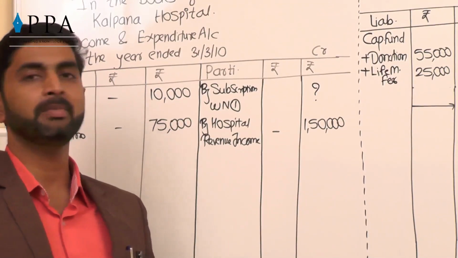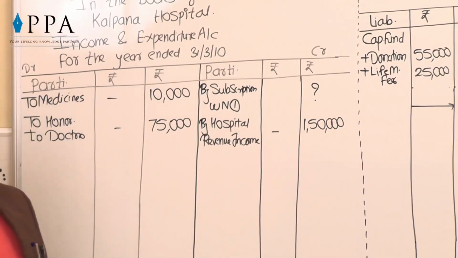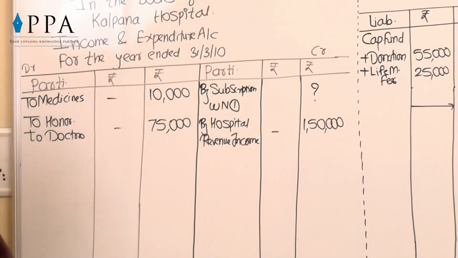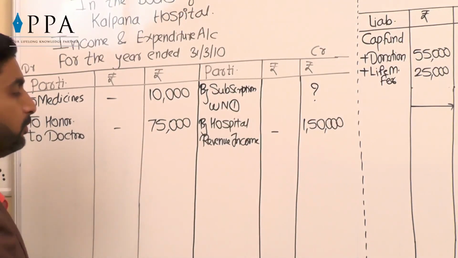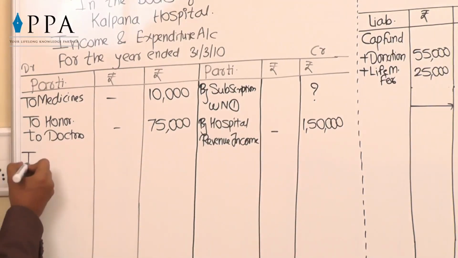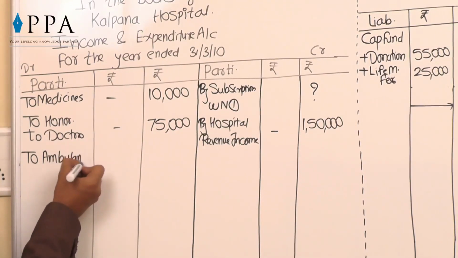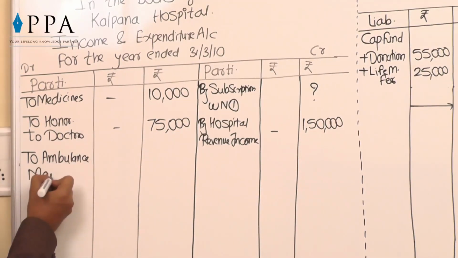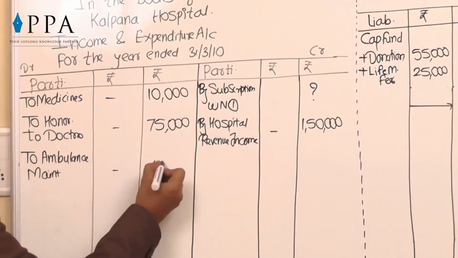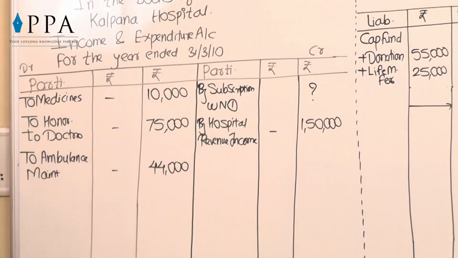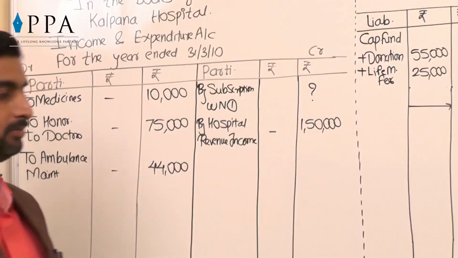Next is ambulance maintenance. Even though ambulance is an asset, its maintenance is a day-to-day expense. So ambulance maintenance 44,000 again debited to income and expenditure account, to ambulance maintenance account. Outer column 44,000 as there is no adjustment to it.